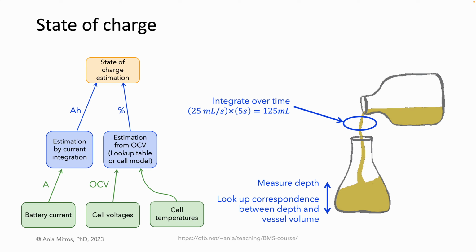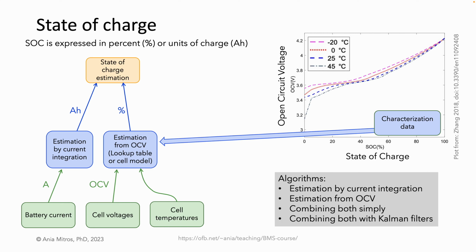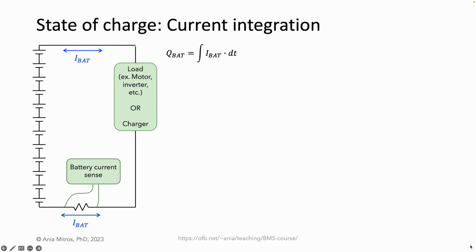We must wait for the pack to be well rested, for the measurable cell voltage to closely approximate the open circuit voltage. A critical piece of estimation from voltage is that we need good characterization data to inform the mapping between voltage and state of charge. In the next slides, we'll talk about these two methods and also how to combine them. Let's talk about current integration first.